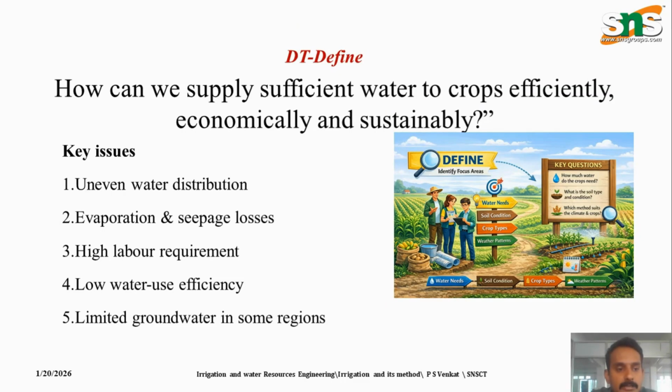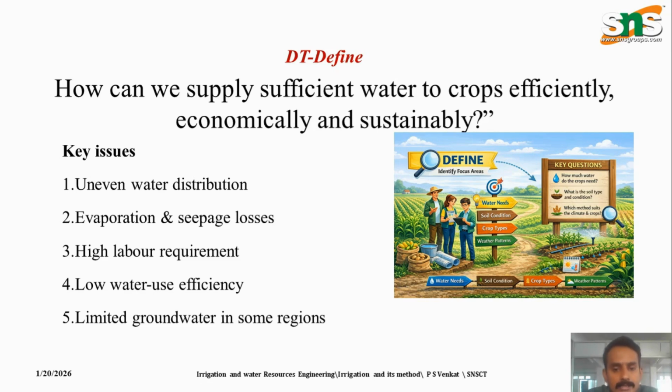In the define stage, the problem is clearly stated. The main problem is how we can supply water to the crops efficiently, effectively, economically and sustainably. The key issues included are uneven distribution of water, evaporation and seepage losses, high labor requirement, low water efficiency and limited groundwater availability.